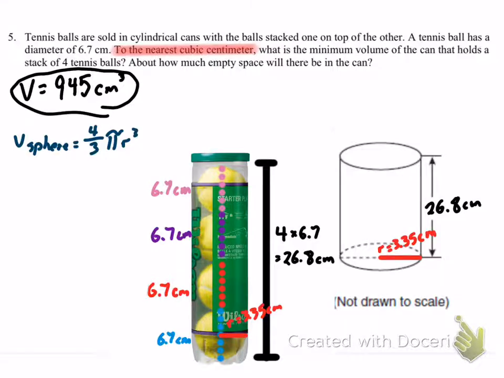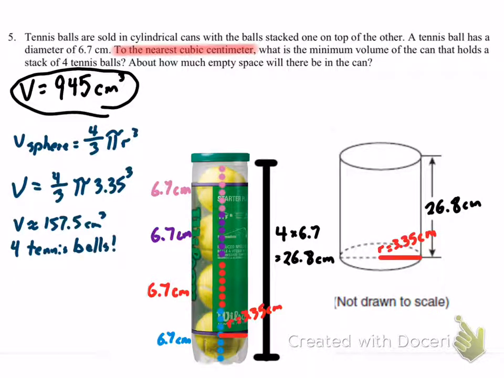So that's the volume of a sphere, which is 4/3 pi r cubed. So that's a more straightforward calculation, right? I can just plug in my radius, which is 3.35, into my calculator, and I get approximately 157.5 centimeters cubed. That's just for one tennis ball, but I have 4 tennis balls. So I'm going to multiply that number by 4, and the volume of 4 tennis balls is 630 centimeters cubed.